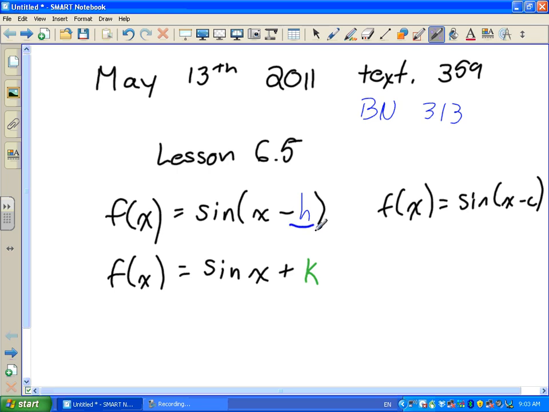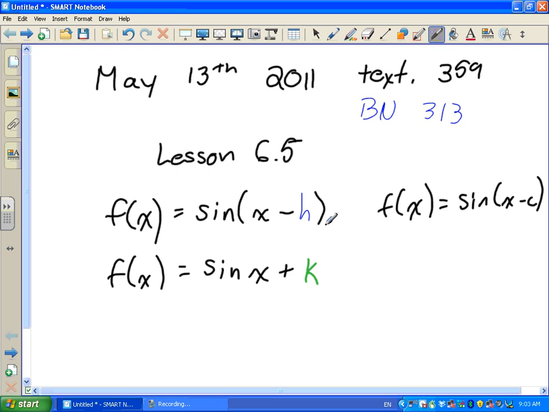Does anyone remember what h does when we're moving a parabola? Nino, left or right? So they use the letter c. So I've replaced it with h. What does that mean is going to happen to the sine function if I have a number in for h? What do you think is going to happen to that wave? Left and right. Simple as that.